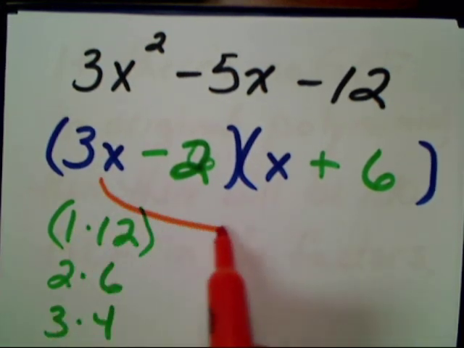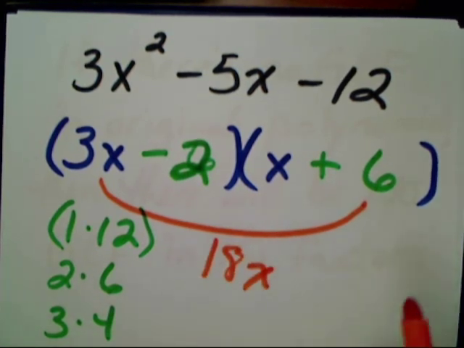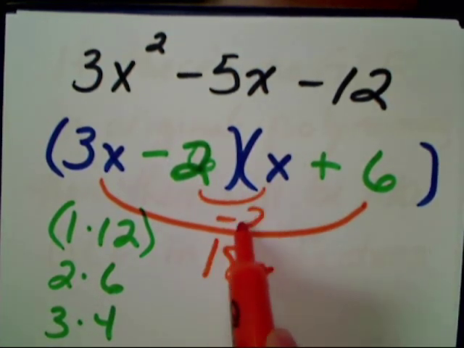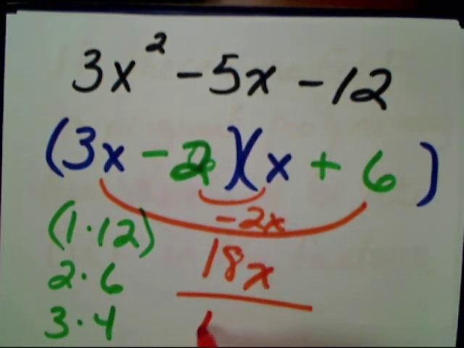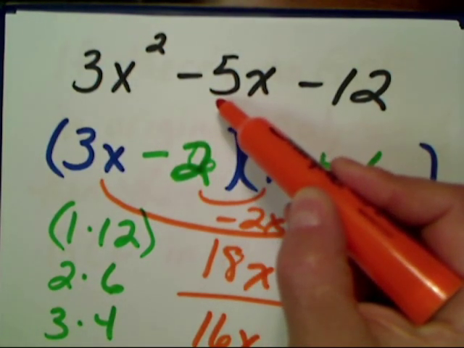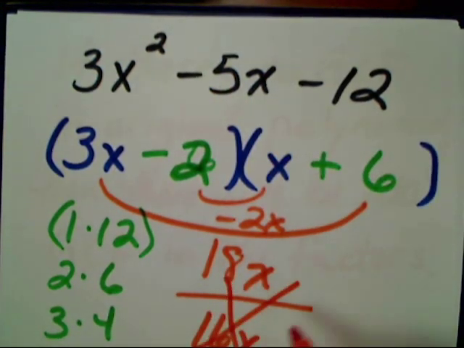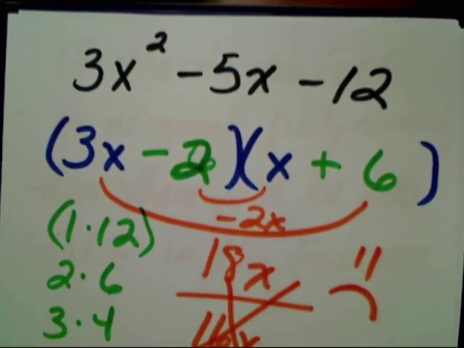So outside gives me 18x. Ooh, that's big. Inside I have -2x. -2x plus 18x is 16x. I'm looking for a negative 5. So that tells me that this is wrong. So let me try another pair.